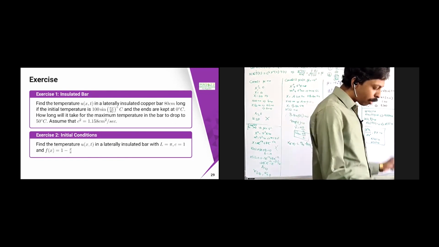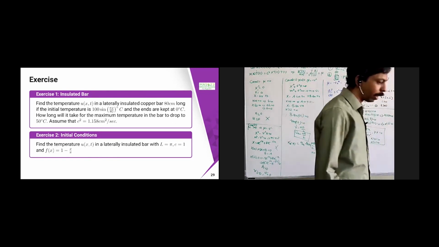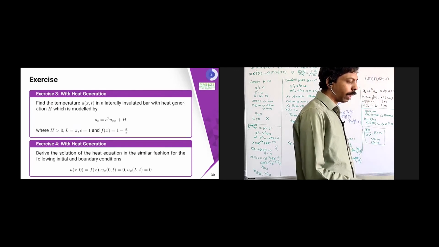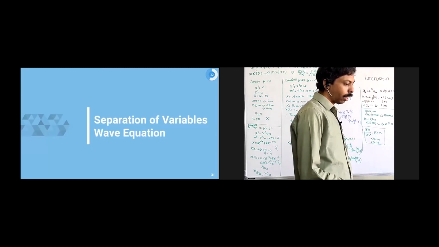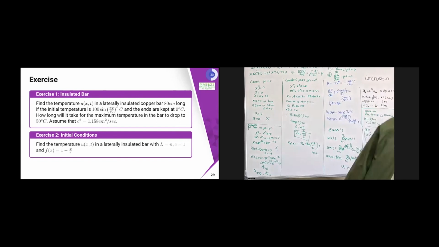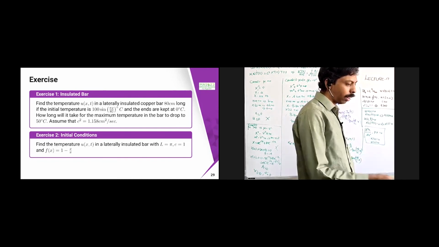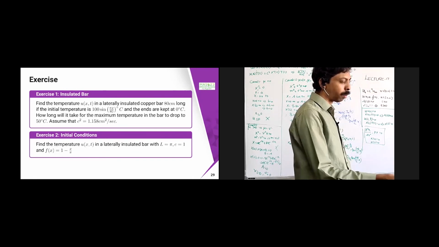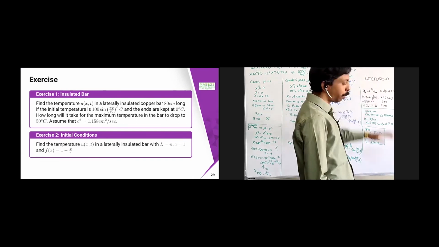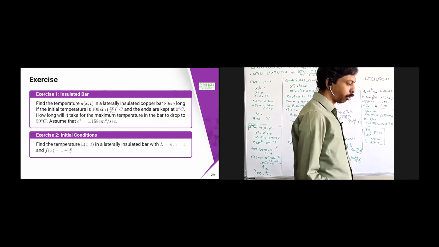The last point I want to highlight, and the remaining things we'll see in the next class. Next, we are going to solve the wave equation in the same way. So these are two more problems I have. The temperature in a laterally insulated bar with L equal to pi and c equal to 1. So L is given as pi, and f of x is given. You can solve this problem.